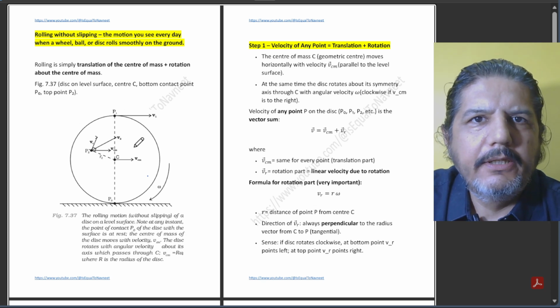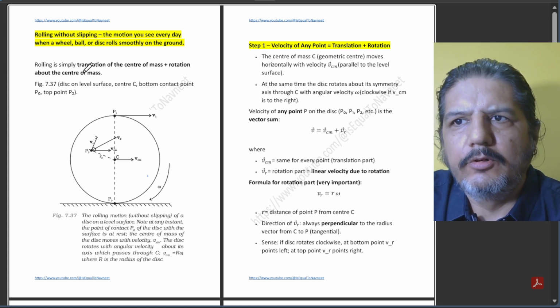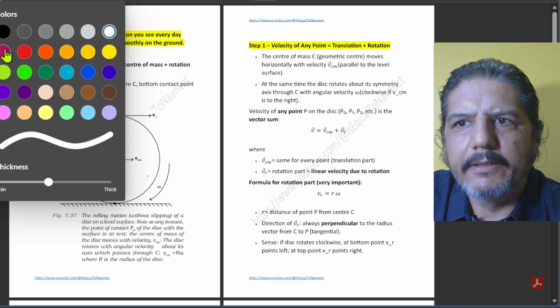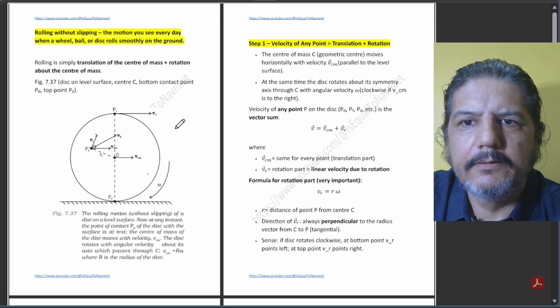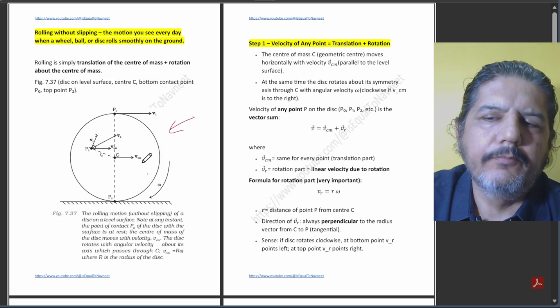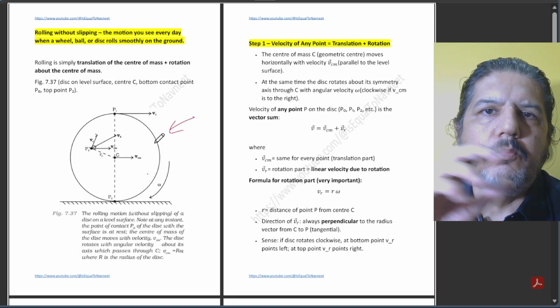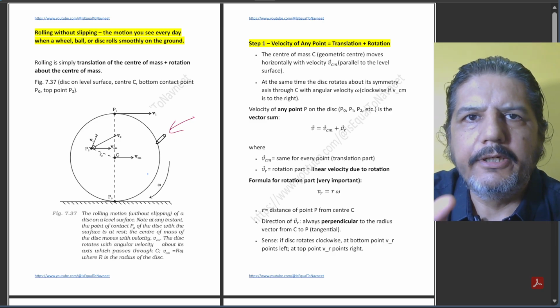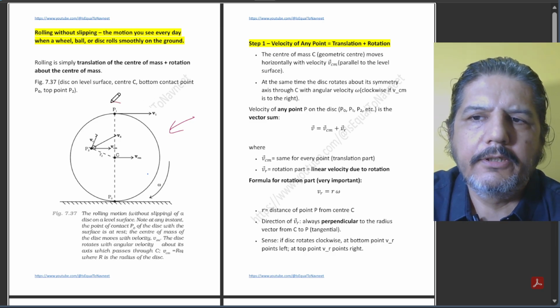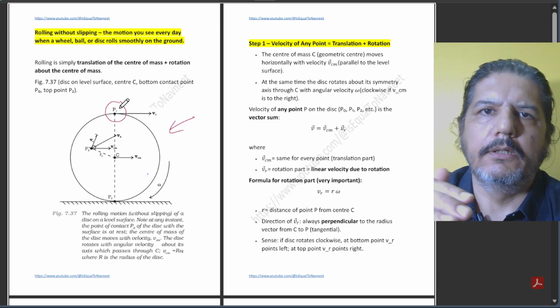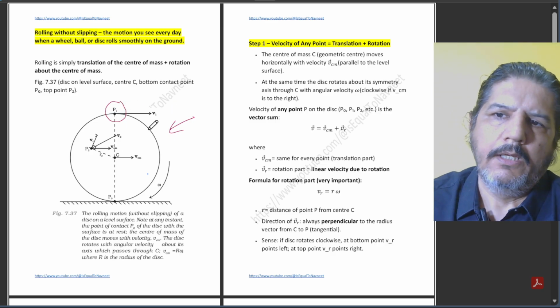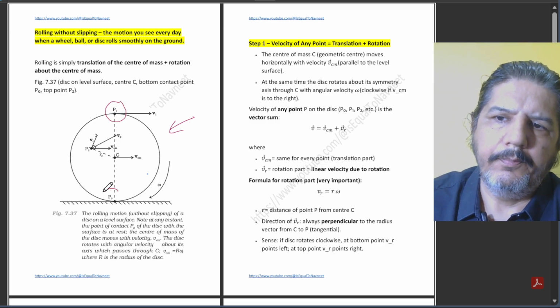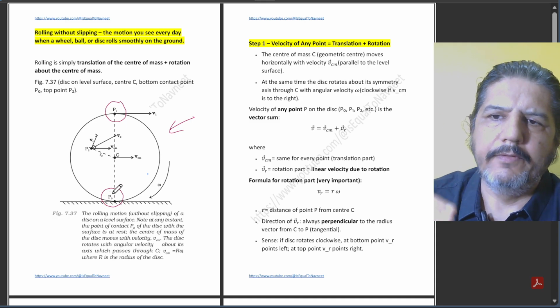So this diagram would be the heart of the discussion that we'll be doing now. So it's very critical that we understand this diagram well. There are 2-3 points that we need to understand well. The first point is this point P1. This is the top of the wheel. There's a point P0, which is the bottom of the wheel.